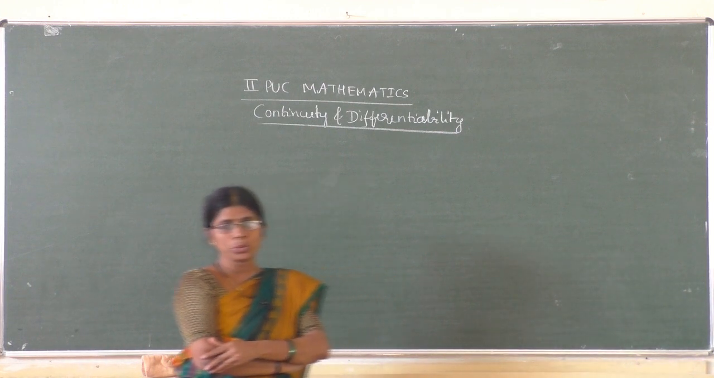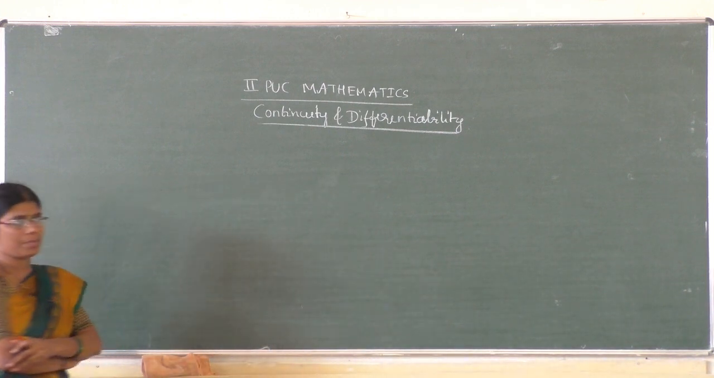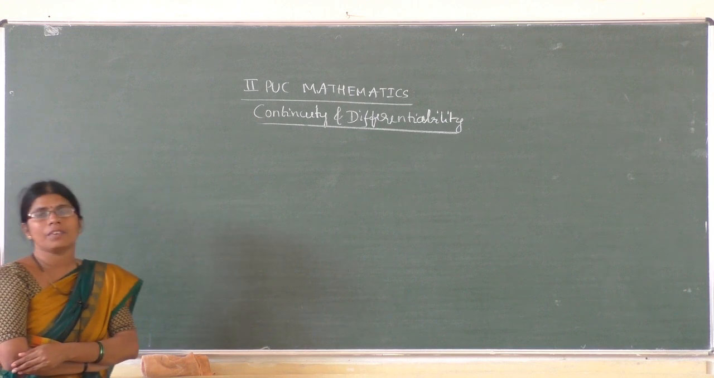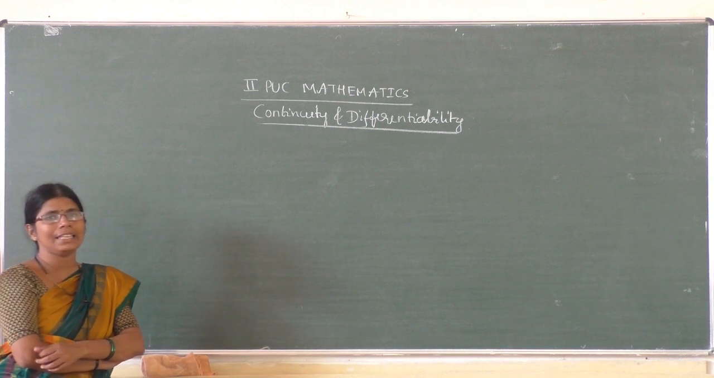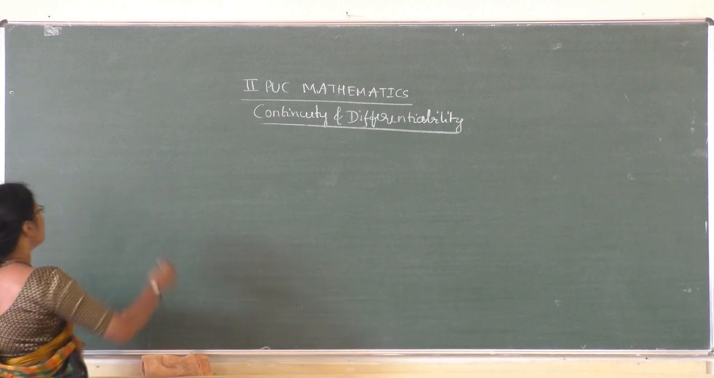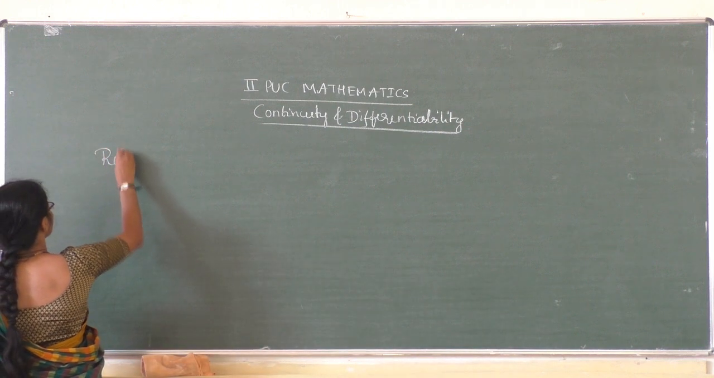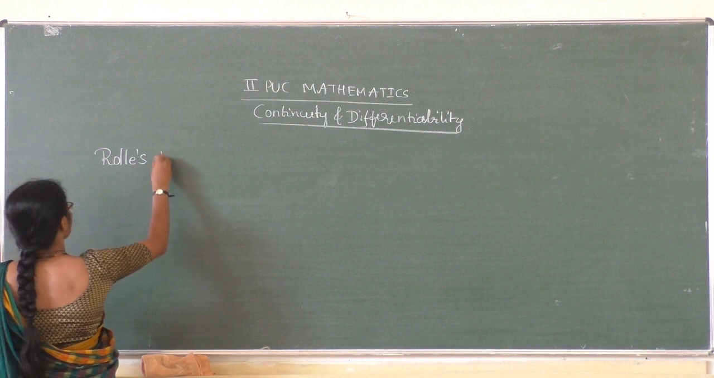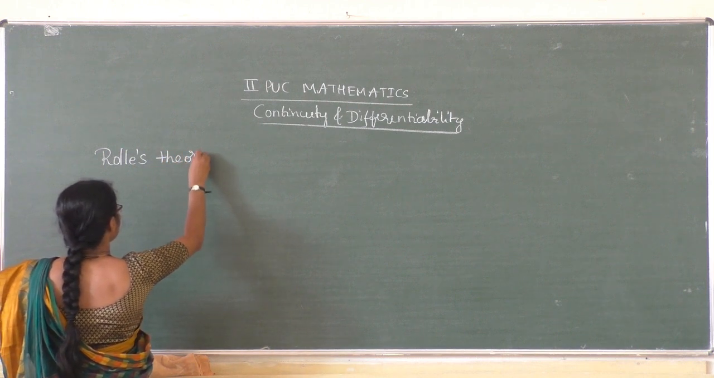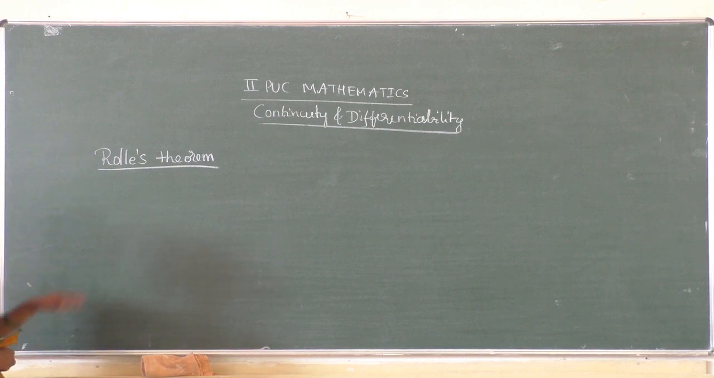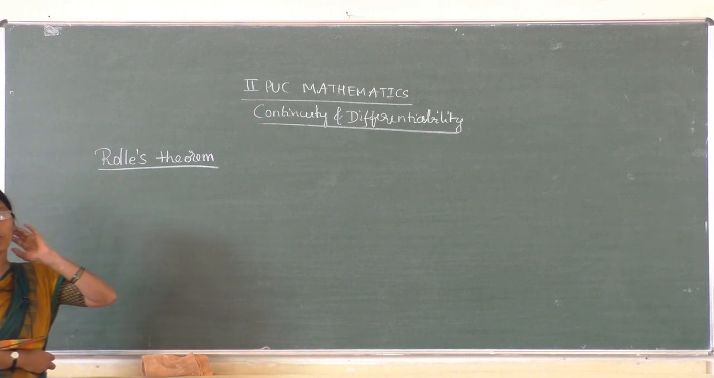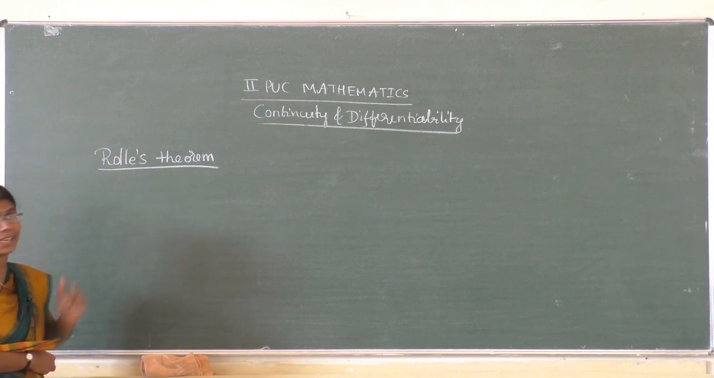So, we have to take two theorems. The theorems are, one is Rolle's theorem and another one is the mean value theorem. Rolle's theorem, that name comes from the mathematician Rolle. So, Rolle's theorem, what does that state?